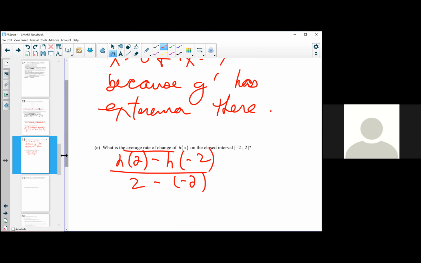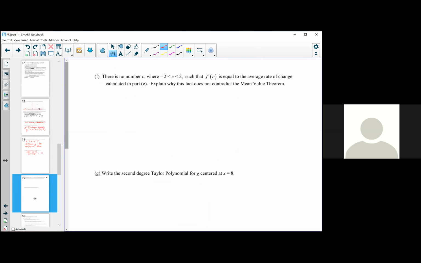And I think if you look at the graph of h, that's a simple question to answer. I think that piece of h was symmetric over the x-axis. This winds up being 0. Look at part F. There is no number c between -2 and 2, the values we just found the average rate of change over, such that f prime of c is equal to 0, the number we just computed. Why does this fact not contradict the mean value theorem?